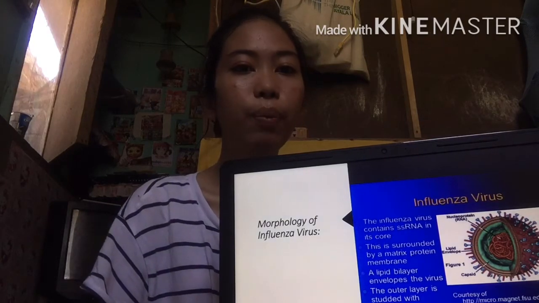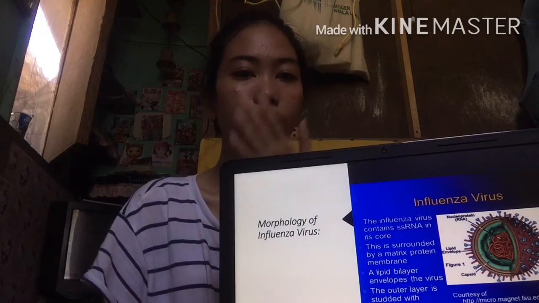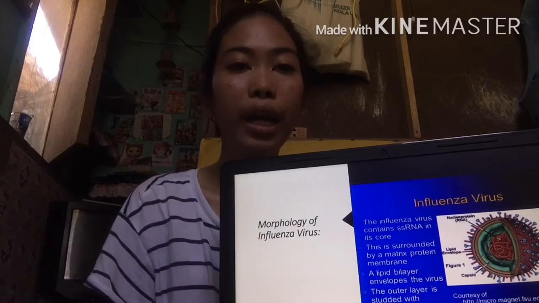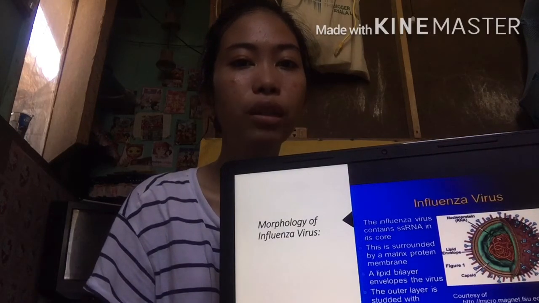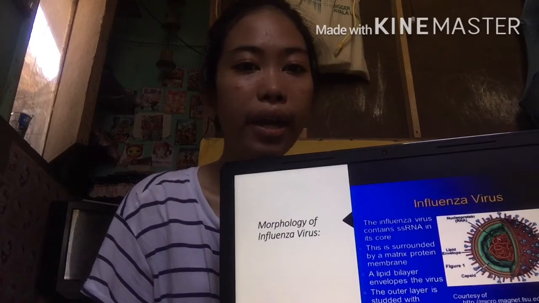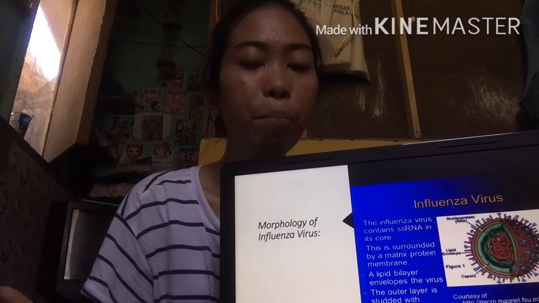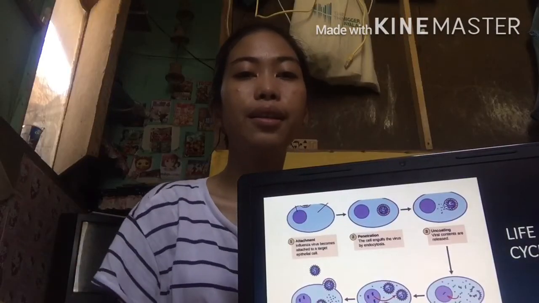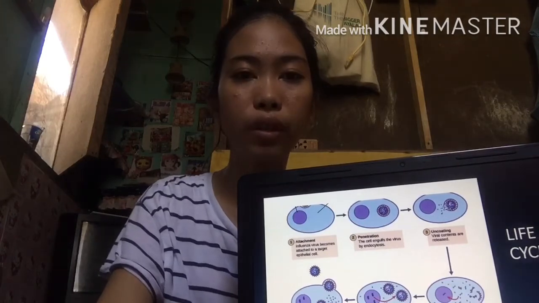an outer lipid and an inner protein layer. There are two types of spikes, the hemagglutinin spikes and the neuraminidase. Next is the life cycle of the influenza virus.